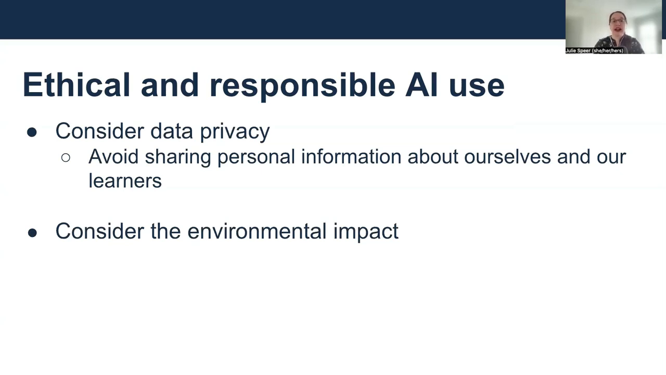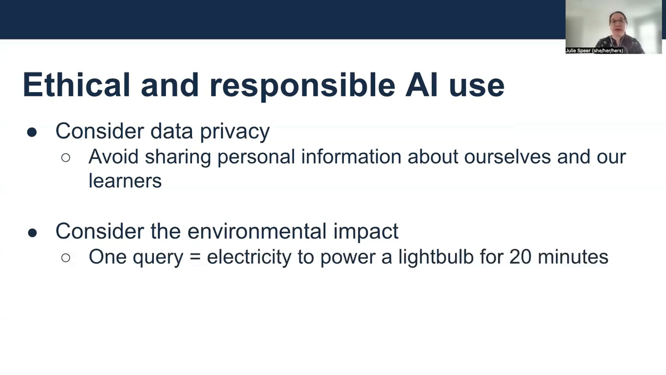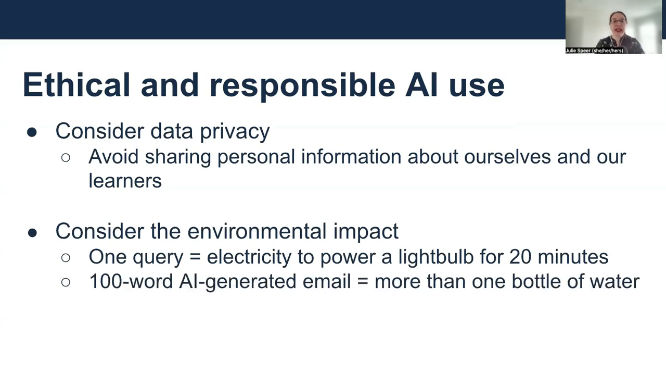So, to put that into context a little bit, estimates suggest that a single ChatGPT query requires nearly 10 times as much electricity as a Google search and uses approximately as much electricity as could light one light bulb for 20 minutes. Using AI to generate a 100-word email uses more than one bottle of water.